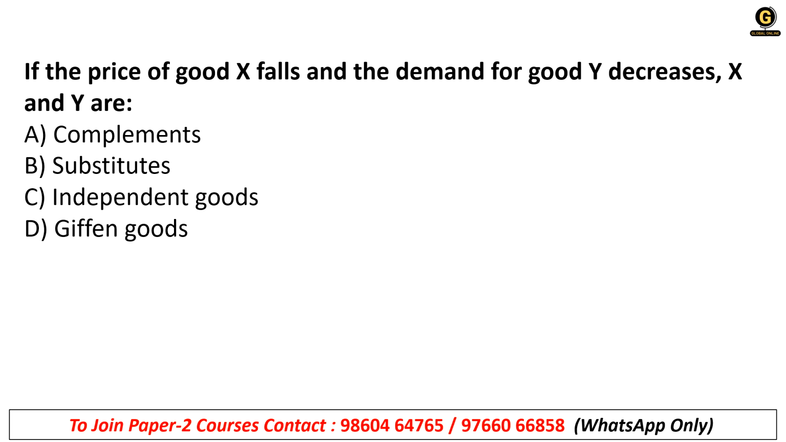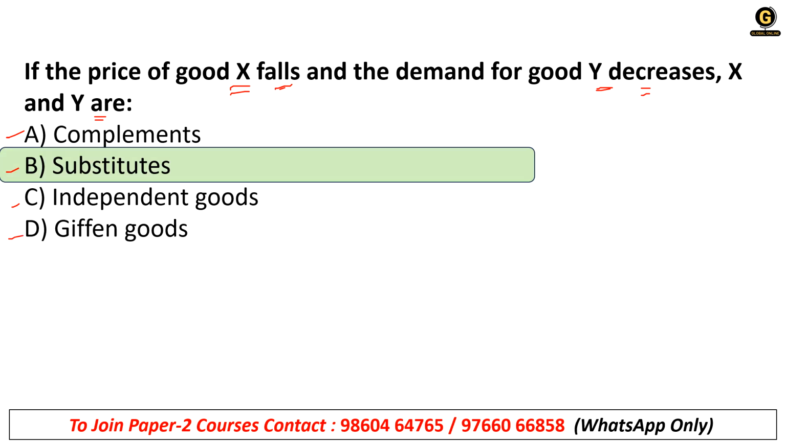Next question. This is the example which is given. If the price of good X falls and the demand for good Y decreases, X and Y are, okay? There are two different products, or goods. One is X and the other is Y, okay? When the price of good X falls, decreases, the demand for Y also decreases, okay? So X and Y are called complements, substitutes, independent goods, or given goods. It is what? It is substitutes.